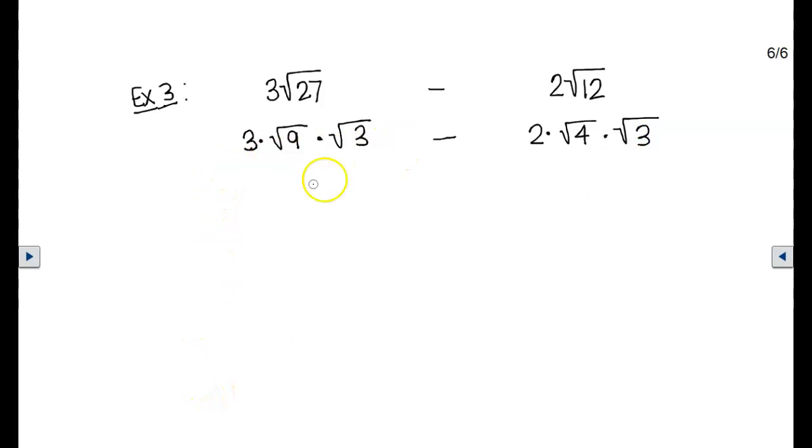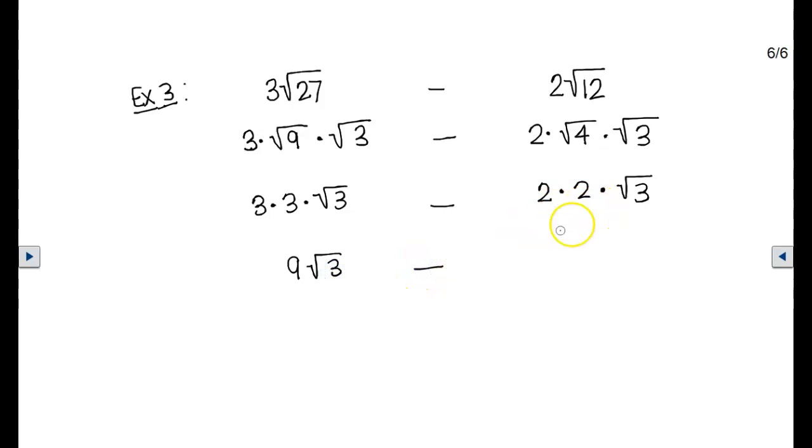All right, so now simplifying a little more right here. I know the square root of 9 is 3. So this becomes 3 times the square root of 3. And then over here, I know the square root of 4 is 2. So that'll be 2 times the square root of 3. Multiply these two 3's together. 3 times 3 makes that 9 square roots of 3 minus 2 times 2, 4 square roots of 3.